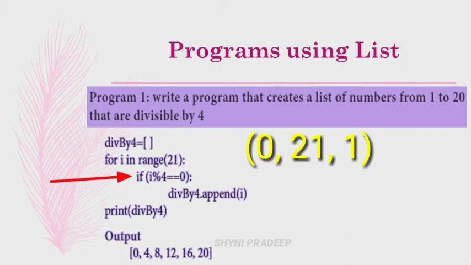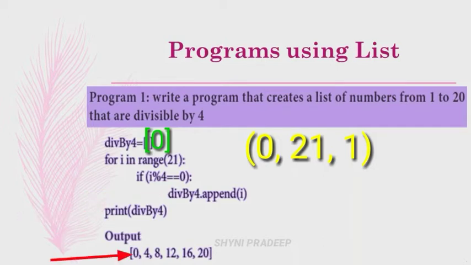So 0 is equal to 0. True. This condition is true. So you have to see the next line. Div by 4. This is the list name. Next, the append function. Here we used the append function because whenever we are adding a new value, it will be appended to the list.